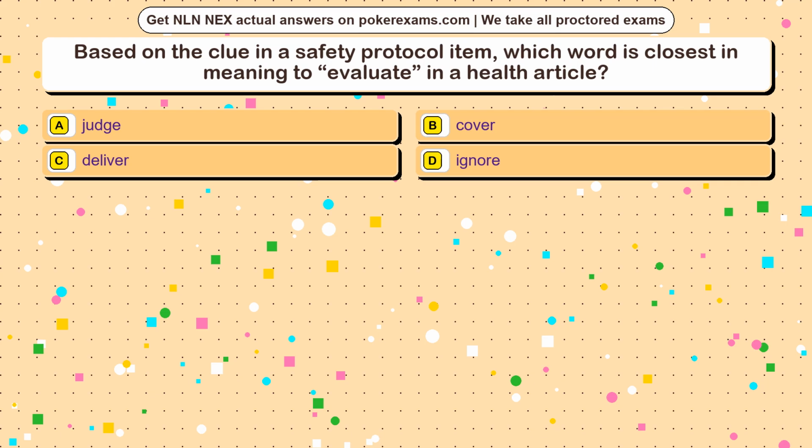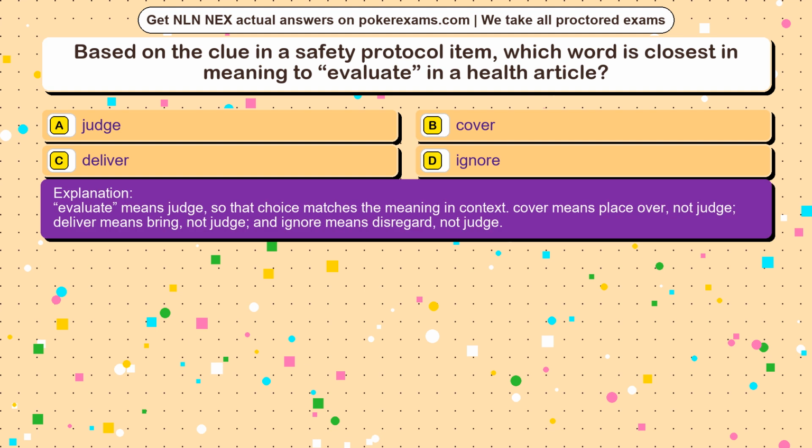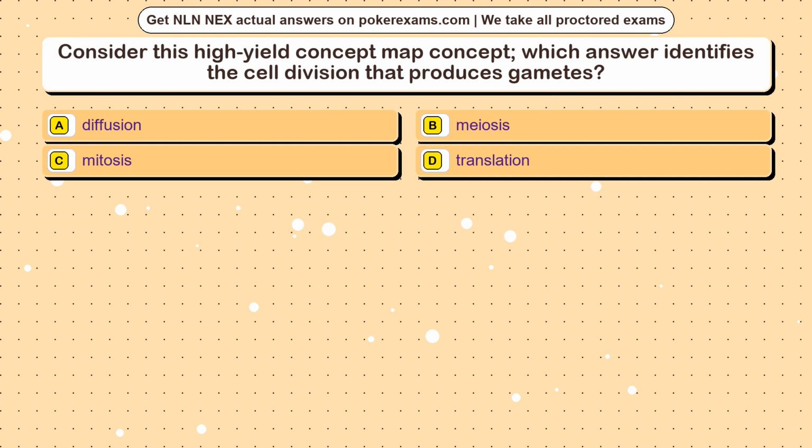The correct answer is option. Evaluate means judge, so that choice matches the meaning in context. Cover means place over, not judge, deliver means bring, not judge, and ignore means disregard, not judge. Question 18. Consider this high-yield concept map concept. Which answer identifies the cell division that produces gametes?